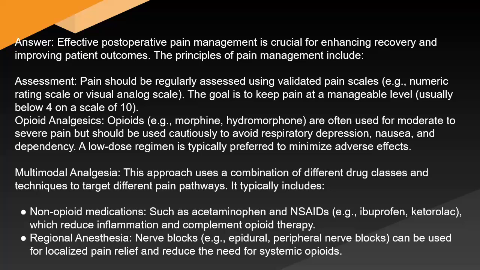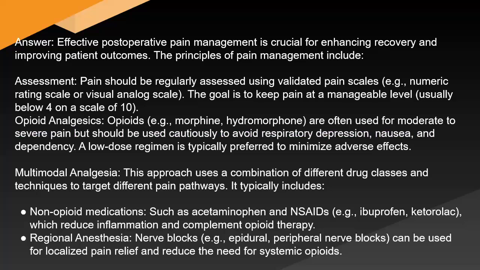Opioid analgesics. Opioids, e.g., morphine, hydromorphone, are often used for moderate to severe pain but should be used cautiously to avoid respiratory depression, nausea, and dependency. A low-dose regimen is typically preferred to minimize adverse effects. Multimodal analgesia. This approach uses a combination of different drug classes and techniques to target different pain pathways. It typically includes non-opioid medications, such as acetaminophen and NSAIDs, e.g., ibuprofen, ketorolac, which reduce inflammation and complement opioid therapy.